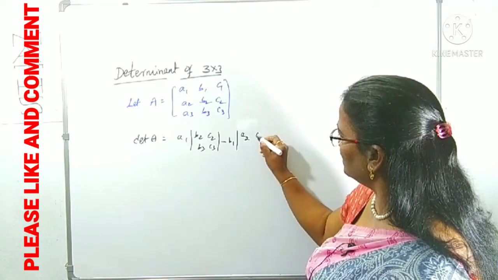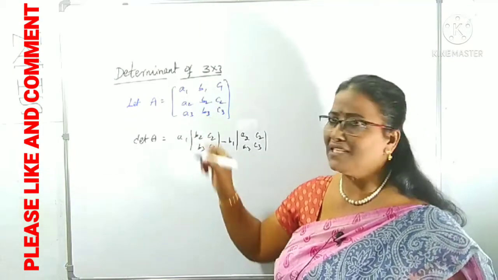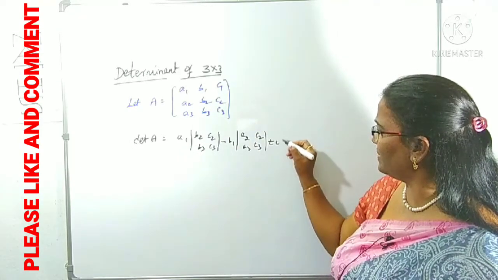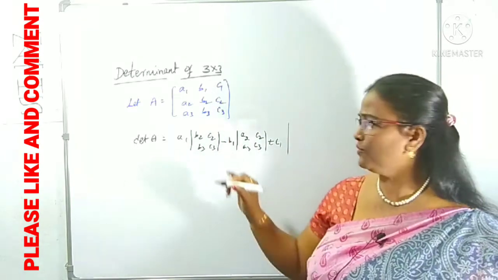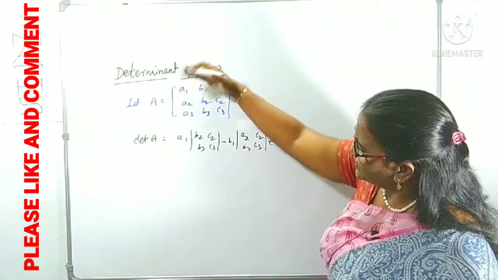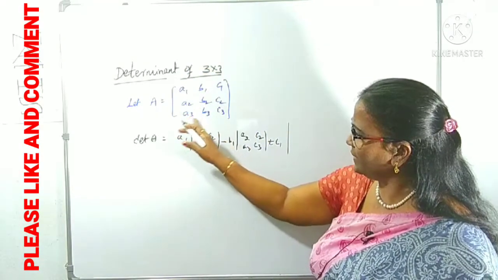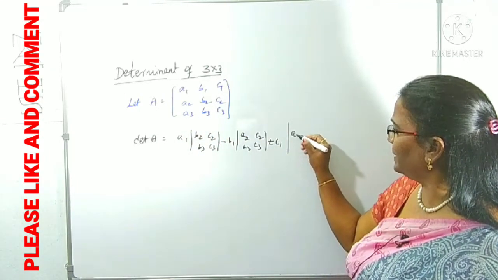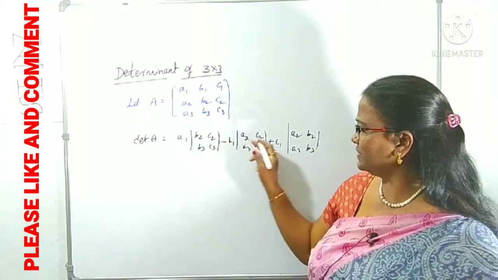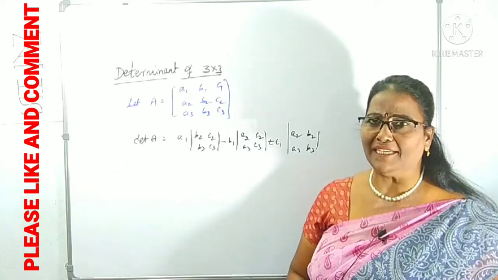A2 C2 A3 C3. I will go through the example also, no need to worry. This is the general expression I am giving. Now what is the next element? C1. C1 in the same way. For C1, only the middle element you take as minus. C1 is available in the first row and the last column. Closing these, what are the left over? A2 B2 A3 B3. It's the determinant of A2 B2 A3 B3. By expanding this determinant, you can find the sum result. That is only our required det A.